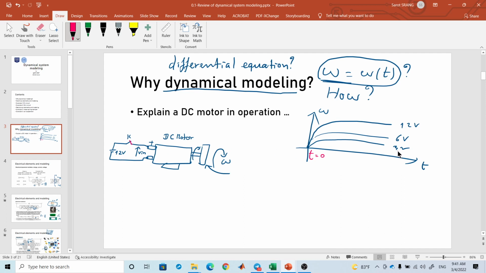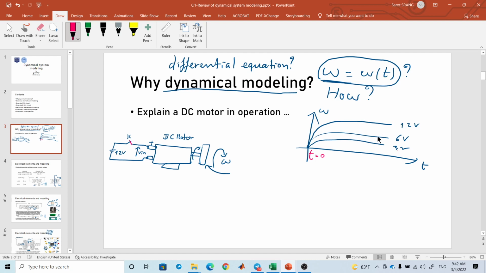So if you can change the voltage, say you give only 3 volts, then the motor rotates. When it rotates at a constant speed, it rotates at a very low speed, right? Compared to the voltage of 6 volts. You increase to 6 volts, the angular velocity is faster. And you increase to 12 volts, it can rotate even faster.